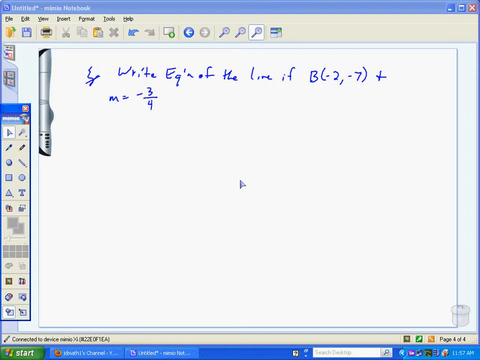Let's go with that one and see what kind of mess we can get ourselves in. And this time again, I'll write it in both forms, just for practice, just so we can see how we do it. And again, I emphasize, you don't have to do it both ways each time.